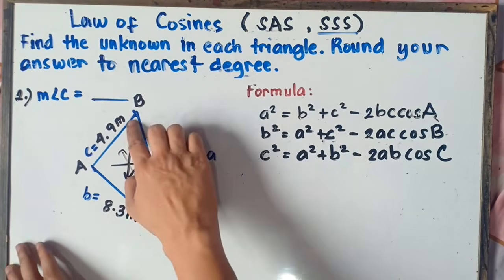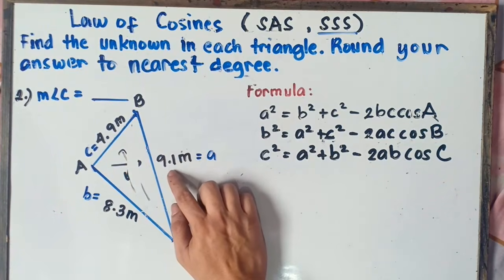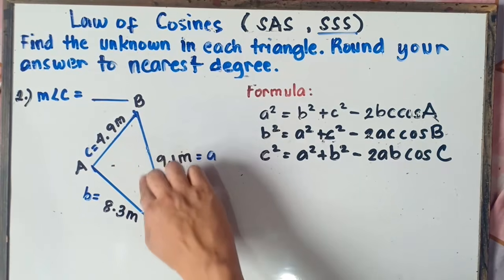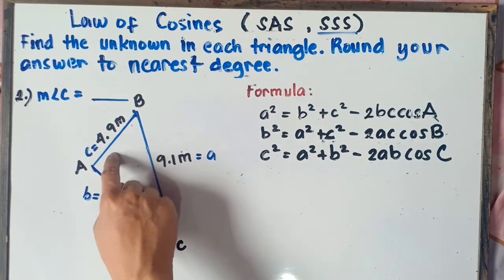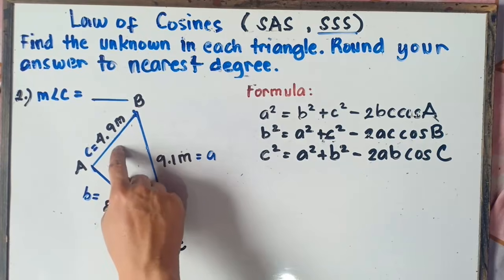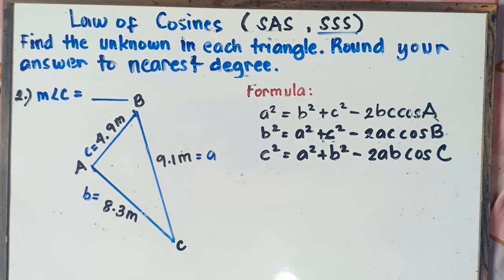So our A, there would be 9.1 meters. The value of B, there will be 8.3 meters. And then the value of C, opposite of angle C, this one right here, there will be 4.1 meters. Alright, so let's have a decimal.